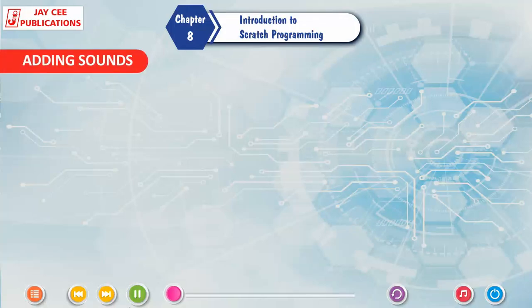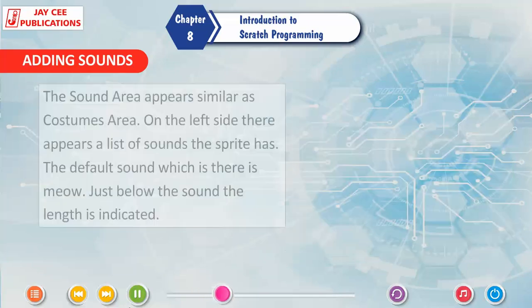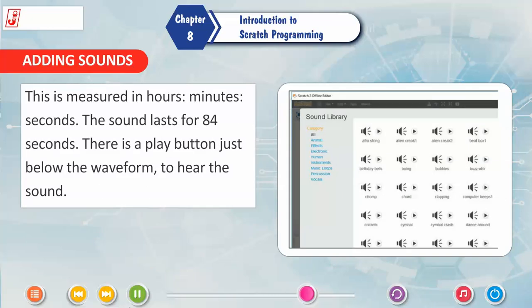Adding sounds. To add sound to the sprite, the Sounds tab is used. Firstly, click the cat sprite in the sprite list and then click on the Sounds tab. The sound area appears similar to the costumes area. On the left side there appears a list of sounds the sprite has. The default sound is a meow. Just below the sound, the length is indicated. This is measured in hours, minutes, seconds. The sound lasts for 84 seconds. There is a play button just below the waveform to hear the sound.